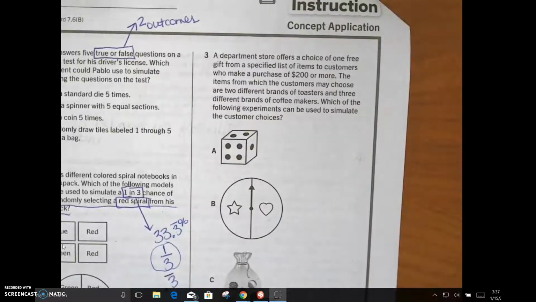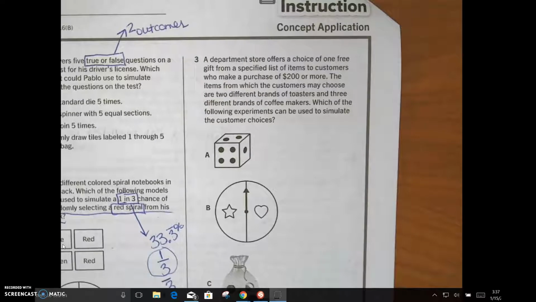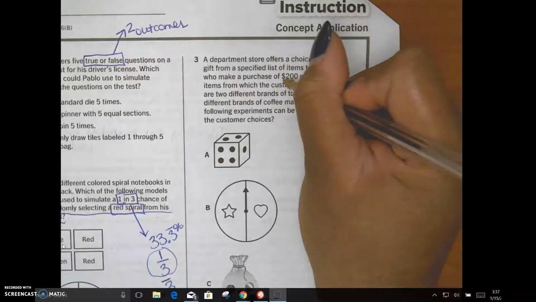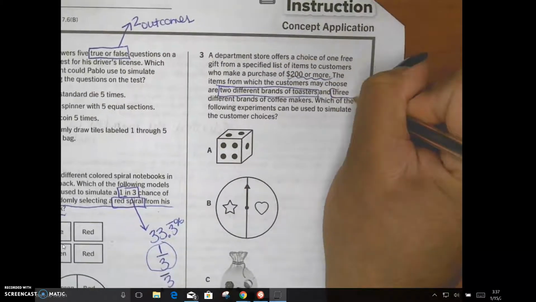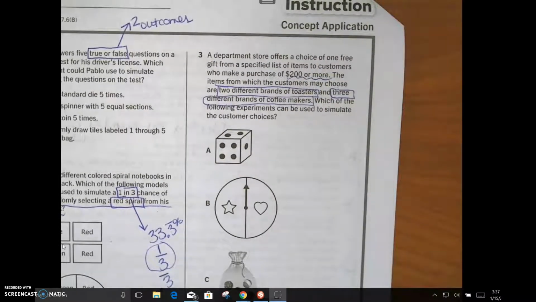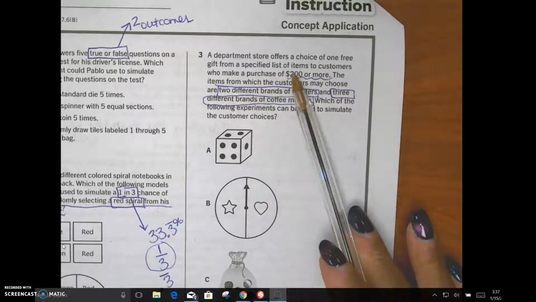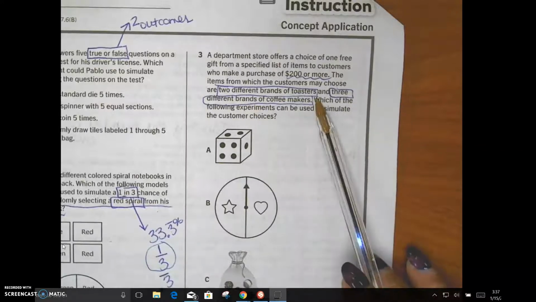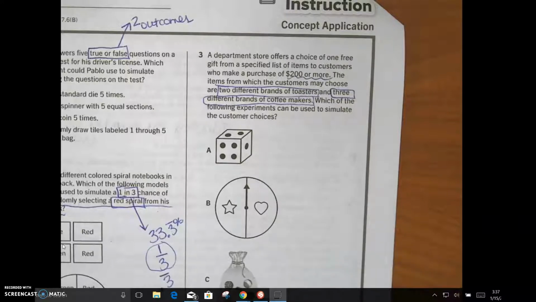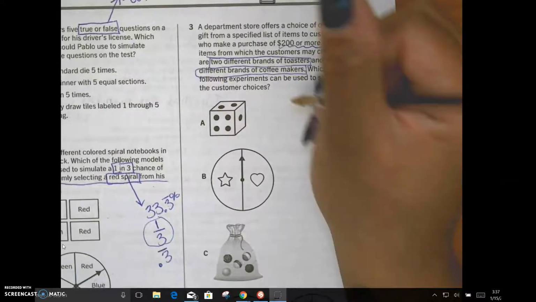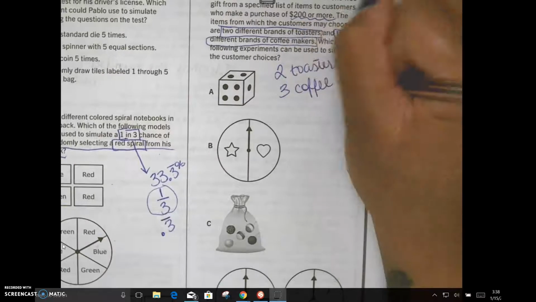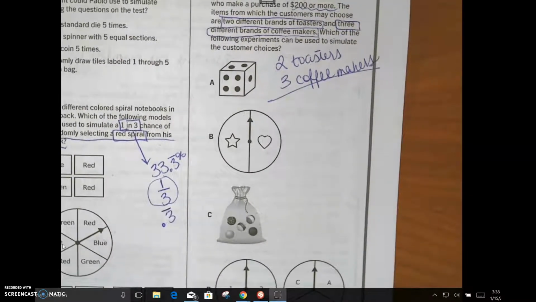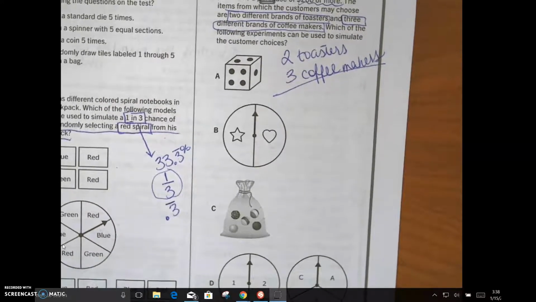Number 3, a department store offers a choice of 1 free gift from a specified list of items to customers who make a purchase of $200 or more. The items from which the customers may choose are 2 different brands of toasters and 3 different brands of coffee makers. Which of the following experiments can be used to simulate the following choices? You get 1 free gift, 2 kinds of toasters, and 3 different brands of coffee makers. How many options or outcomes do we get total? 5, because I have 2 toasters and 3 coffee makers. I don't want the answers shouted out at me. And I need to determine what I need to do with the 2 toasters and 3 coffee makers.